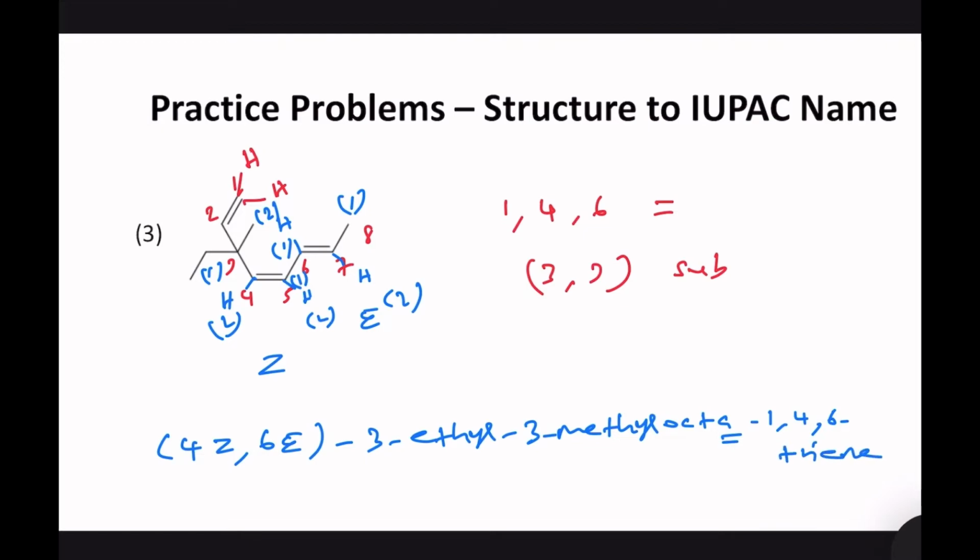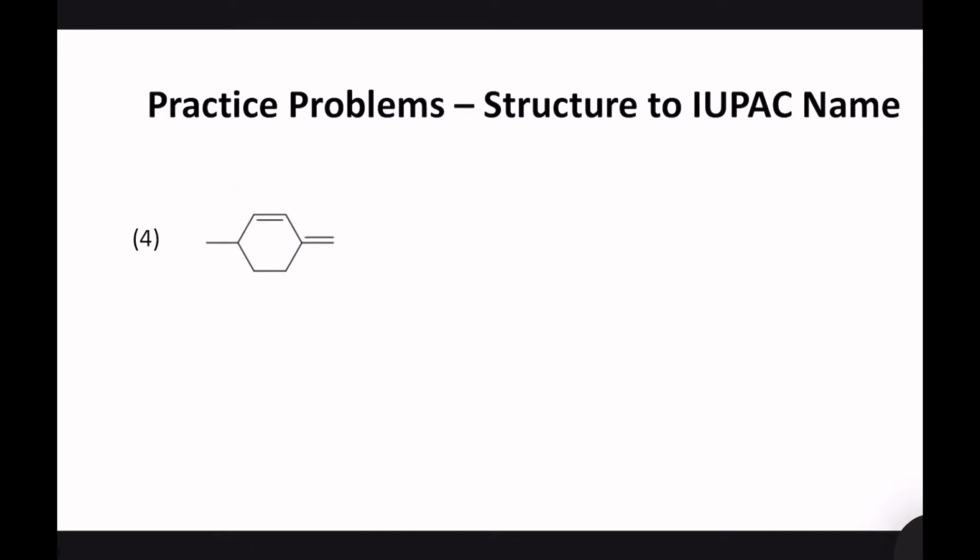That is the correct IUPAC name for this molecule. Let us look at example number 4. Do we have an alkadiene here? No, we do not have an alkadiene here, though we have 2 double bonds. One double bond is inside the cyclic structure and one is outside the cyclic structure.